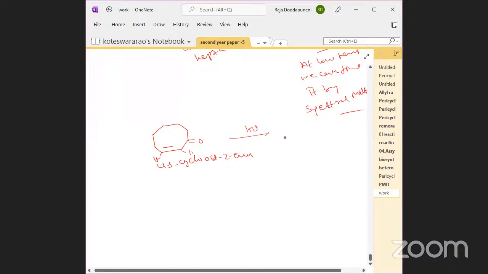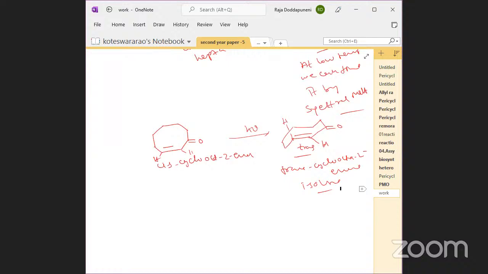Now irradiation leads to the formation of the product where these two hydrogens are trans to each other. This is the trans product. Now the trans cyclooctane-2-enone is isolated. Now this is the product. Right.